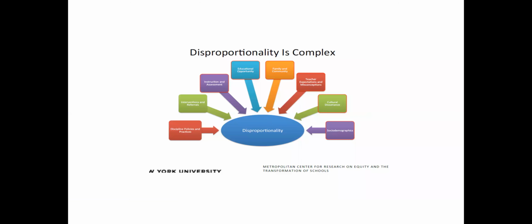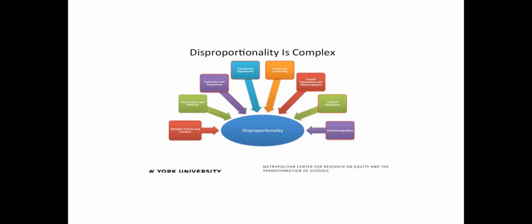It's very complex. And I think from this particular graphic, what I would like to highlight is that complexity. And so many things are at play when we consider disproportionality in general. So you have things like discipline policies and practices as we think about our three criteria for significant disproportionality of discipline, identification, and placement. So when we take a look at that, discipline policies and practices are really critical. Interventions and referrals speak to that identification piece.